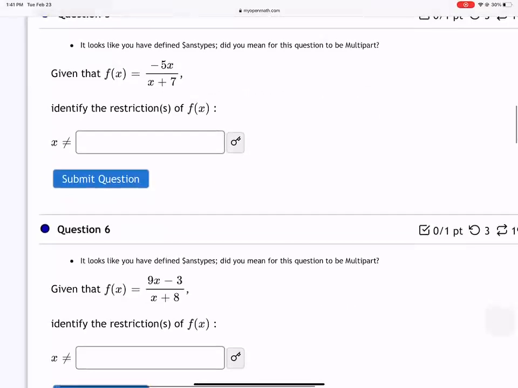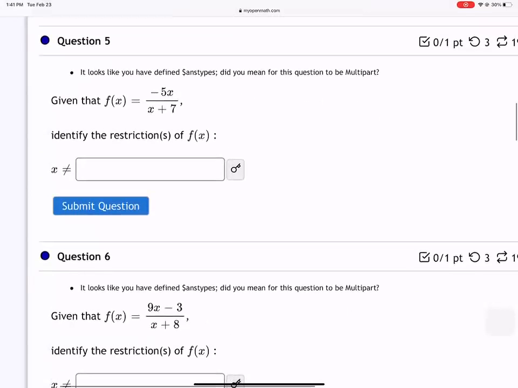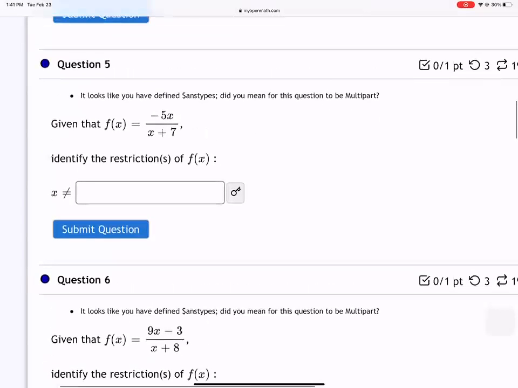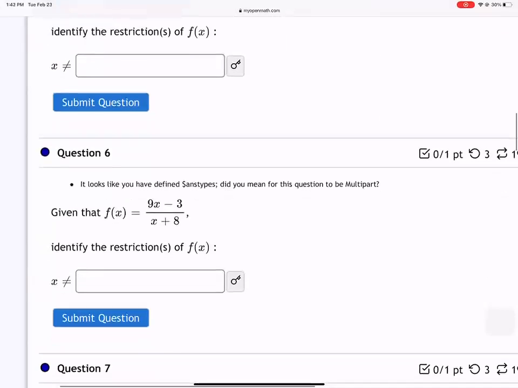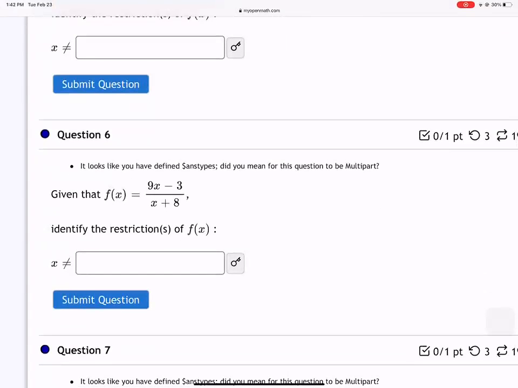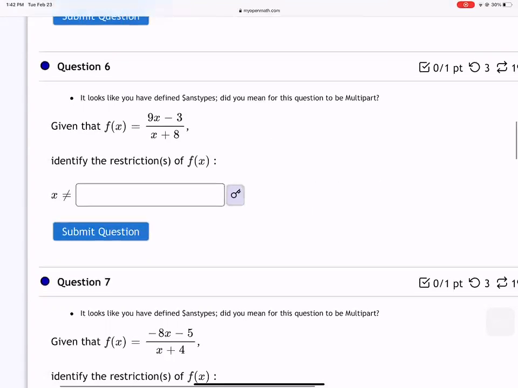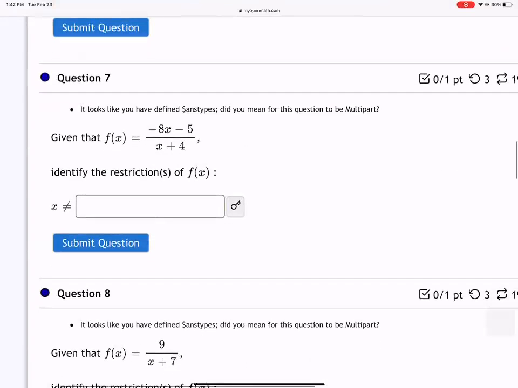The second one is kind of weird. Same idea here. x can't be what? x can't be negative 7. x can't be what? Negative 8, right? We don't care about the top right now. We will learn about the top later, but we're not worrying about it right now.